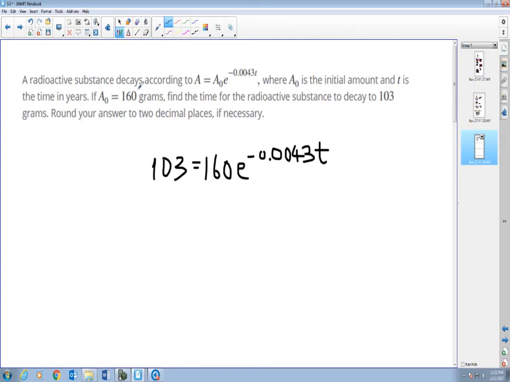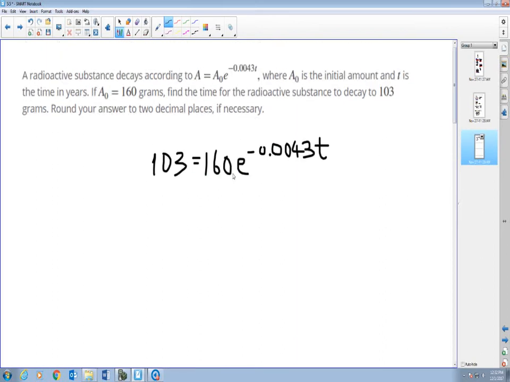Okay, so we've seen similar examples like this before, and I did mention the process how to solve this is very similar. First thing, get rid of this 160, the initial amount, by dividing both sides by 160. I never really divide it here, I just go ahead and roll it here before. So I'm going to do the same thing. 103 over 160 is now equal to e to the negative 0.0043t. Alright, so now I got two terms.